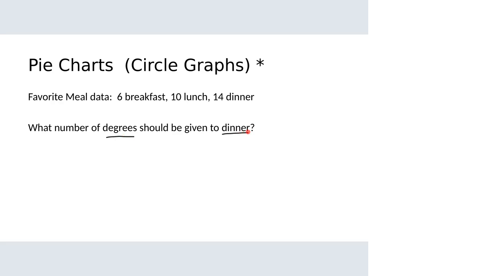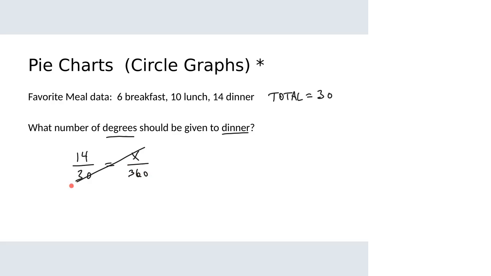First thing I'm going to need is the total, which let's see, that's 6 plus 10 plus 14, that's 30. And so I just set up a proportion here and say, well, let's see, dinner is 14 out of 30 people chose dinner as their favorite. And that's how many out of 360 degrees?